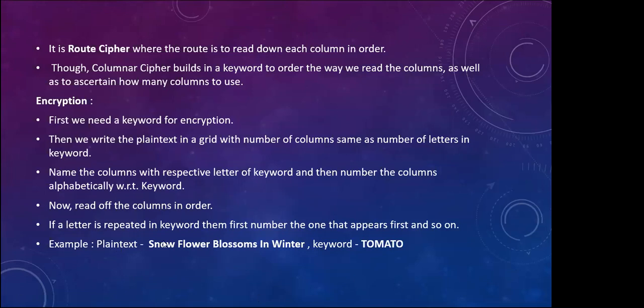So here first we will consider the plain text, snow flower blossoms in winter. To make it simpler to encrypt, or to increase the jumbling of words more properly, in this cipher we consider a keyword for numbering the columns. The keyword we will take is tomato. The keyword is just a keyword, nothing related to the plain text.